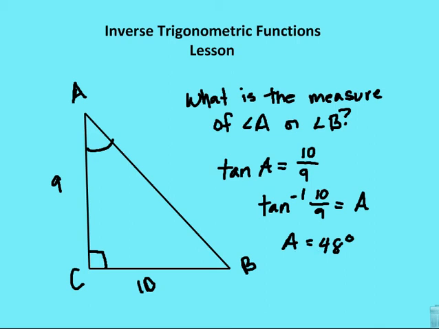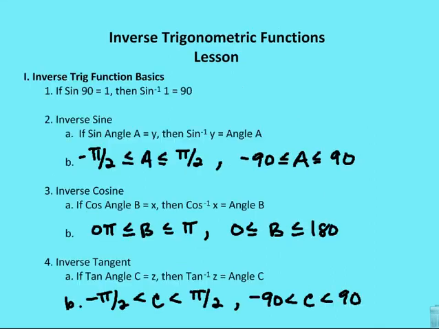Okay, so let's talk specifically about sine, cosine, and tangent functions as they relate to inverse sine, cosine, and tangent functions, because there's still a couple more specific things you need to know. So as I mentioned before, if I have the sine of 90 degrees is equal to 1, then I know that the inverse sine of 1 is equal to 90.